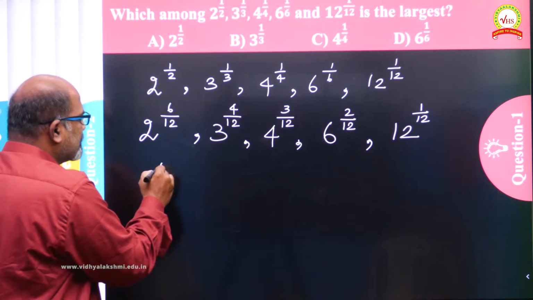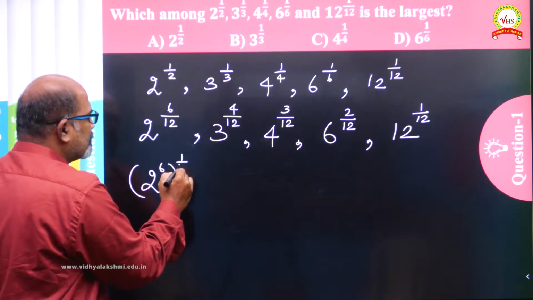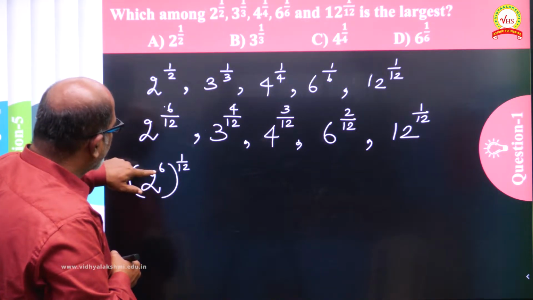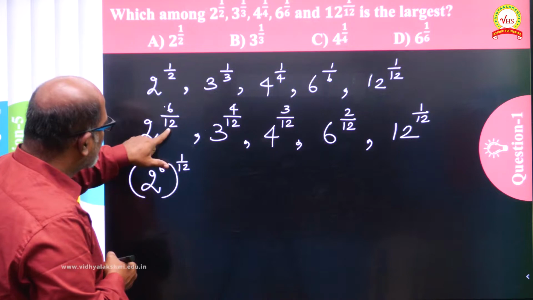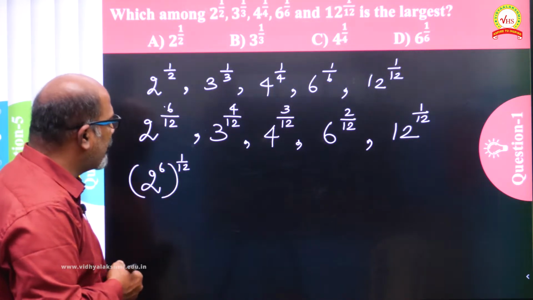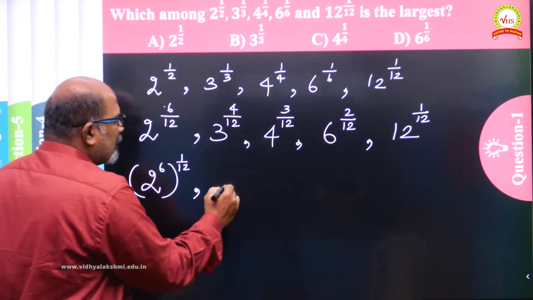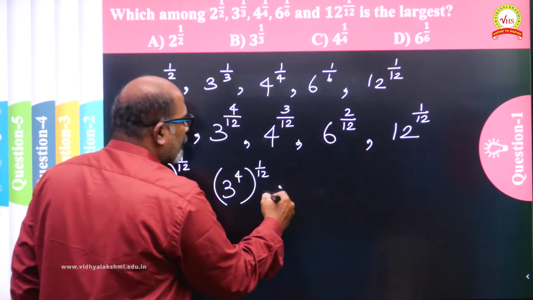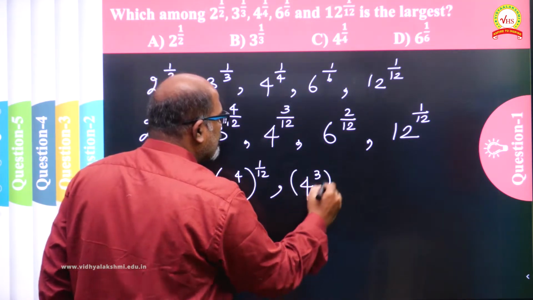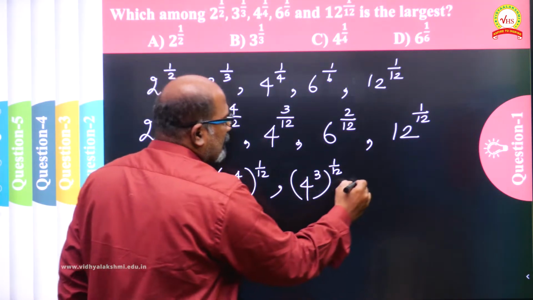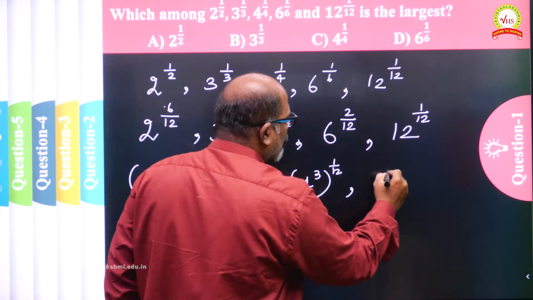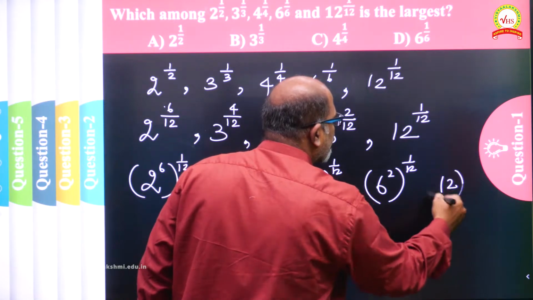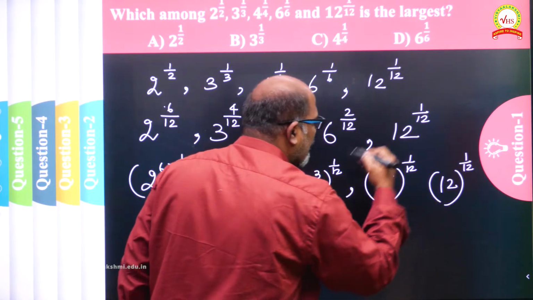2 to the power of 6, the whole raised to 1 by 12. Do you understand this? I take this 6 separately over the 2, and the remaining is 1 by 12. In the same way, 3 to the power of 4, the whole raised to 1 by 12; 4 to the power of 3, the whole raised to 1 by 12; 6 to the power of 2, the whole raised to 1 by 12. And at last, 12 to the power of 1 by 12, no change in that.